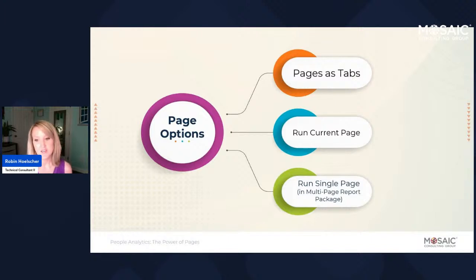So let's look at some additional page options. These are some cool tools to help you work efficiently as you're working with multiple page reports or designing. So we're going to look at pages as tabs, running your current page that you're working on, or if you're working in a multiple page package, you can run single pages. You don't have to run that whole package every time. There is a way that you can run a single page when you have a number of pages.